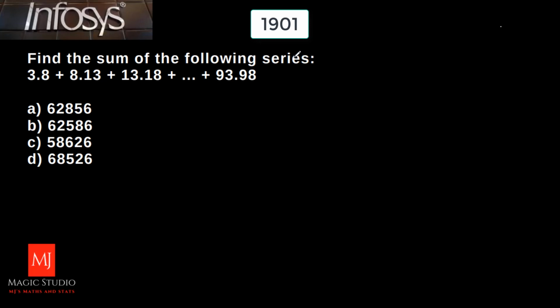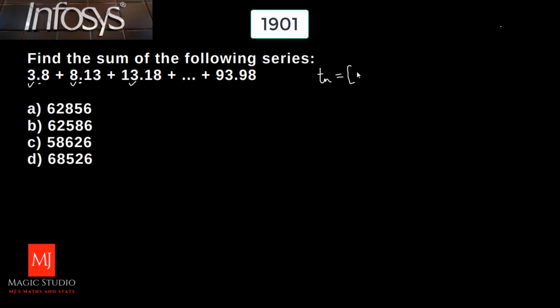Find the sum of the following series. You can see that this dot doesn't mean decimal, it means multiplication: 3 into 8 plus 8 into 13 and so on. We can identify the nth term first. What would be Tn? The first element of each term is 3, 8, 13, which is in AP with first term 3 and common difference 5.